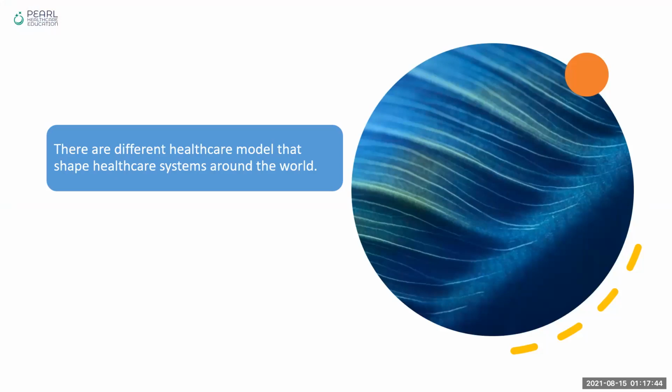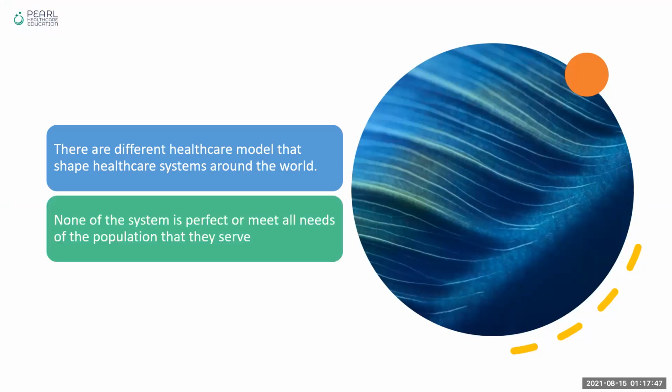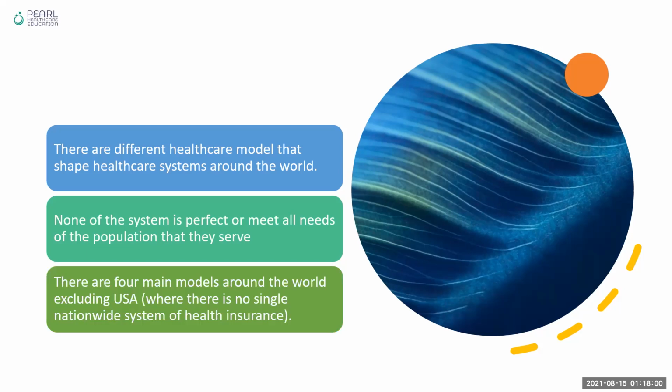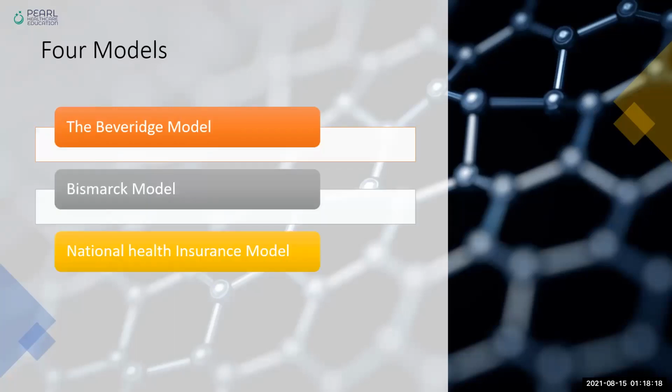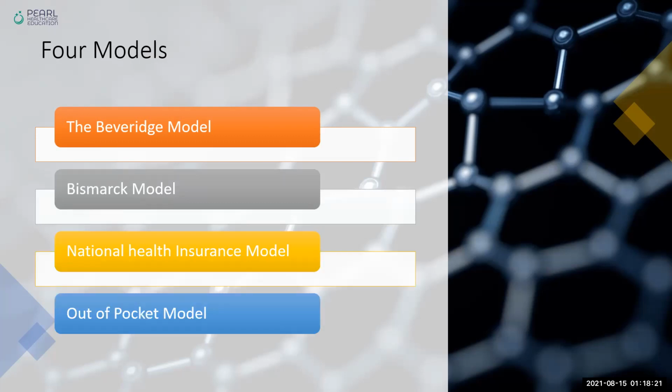So as I said, there are different healthcare models that shape healthcare system around the world. Having said that, none of the systems is perfect or meets all the needs of the population that they serve. All of these models have their own strengths and weaknesses, and we are going to have a look at those. There are four main models around the world, excluding USA, in which there is no single nationwide system of health insurance or a particular model. So a combination of things are used. The four models are the Beveridge model, Bismarck model, National Health Insurance model, and out-of-pocket model.